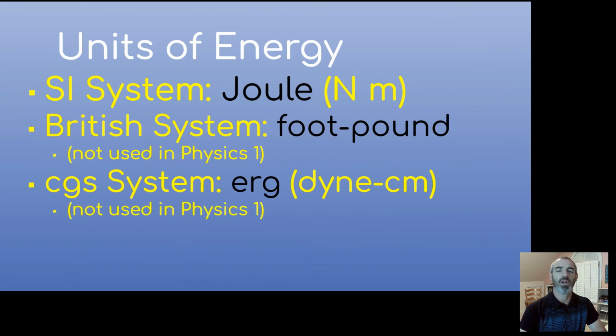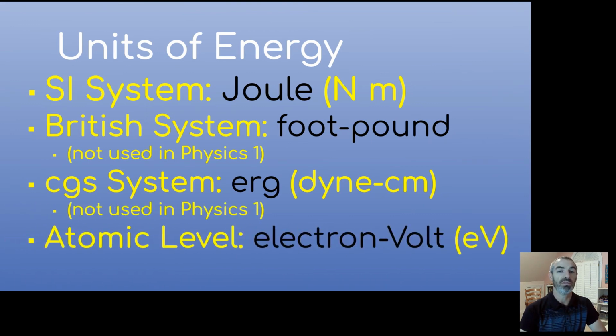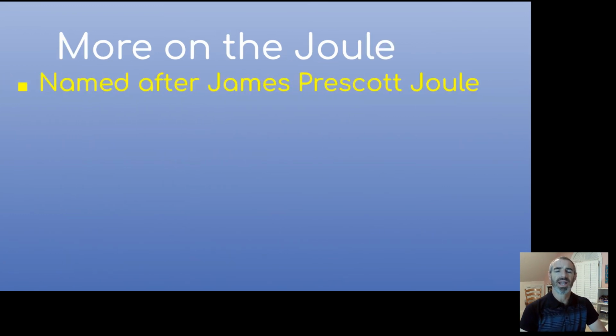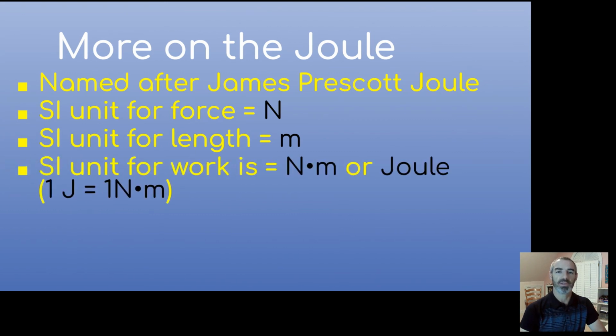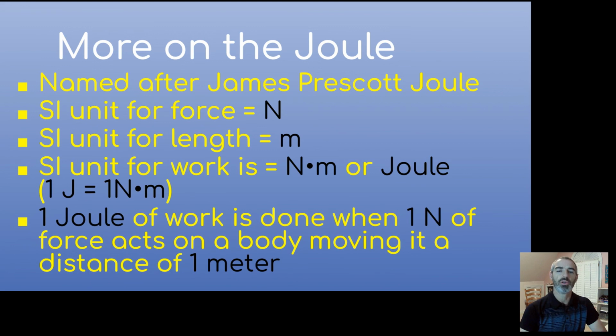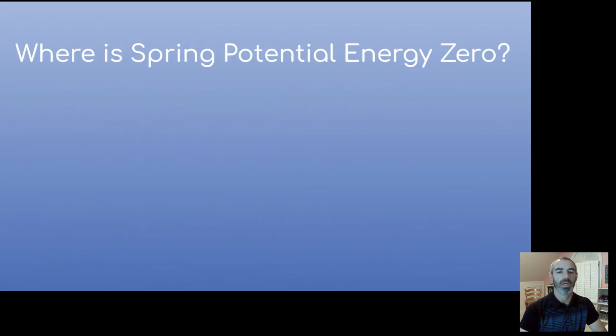Now, the atomic level electron volt is something that you would use when you take Physics 2. So, a little bit more about the joule. It's named after James Prescott Joule, who perfected the steam engine. So, the SI unit for force is the newton, SI for length is meters, and the unit for a joule is a newton times meter. So, by definition, 1 joule of work is done when 1 newton of force causes an object to move 1 meter.